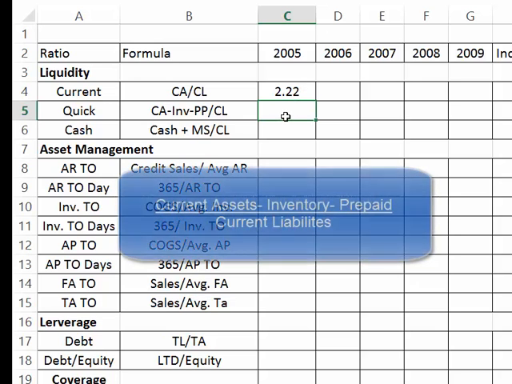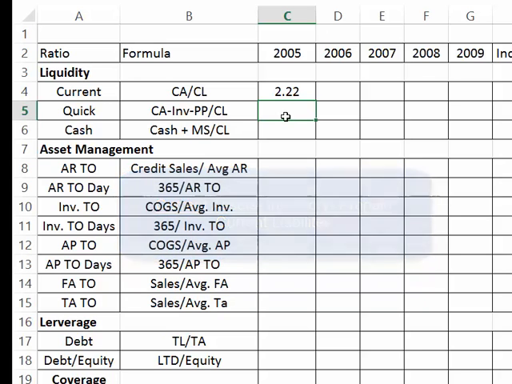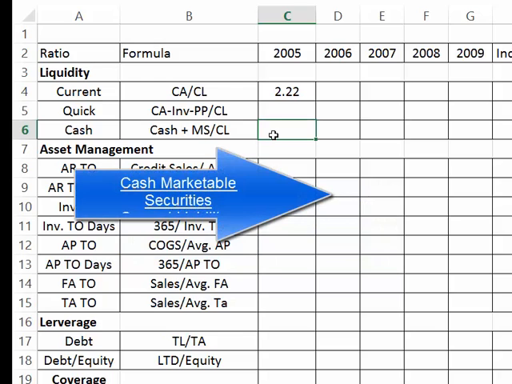For the quick, what we come up with is current assets minus inventory minus PP, which stood for prepaids, over current liabilities. The cash was cash plus marketable securities, of which we had none on this balance sheet, divided by current liabilities. So in this case, it would have been cash only over current liabilities.